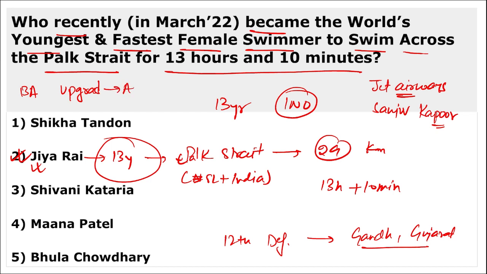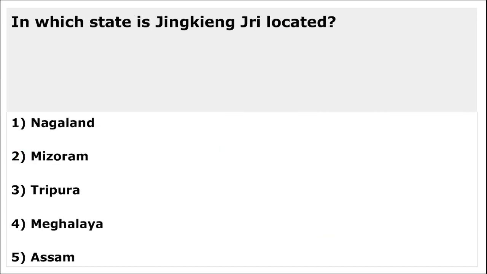He is Amitabh Bachchan. He has been appointed as the brand ambassador of Upgrad. Moving on. In which state is Jinkingsri located? What is this Jinkingsri? Remember, this is known as the Living Root Bridge. This Living Root Bridge, or the Jinkingsri, is located in Meghalaya.